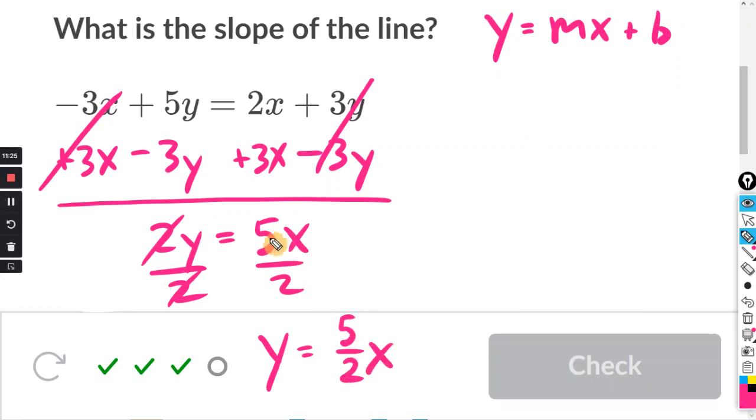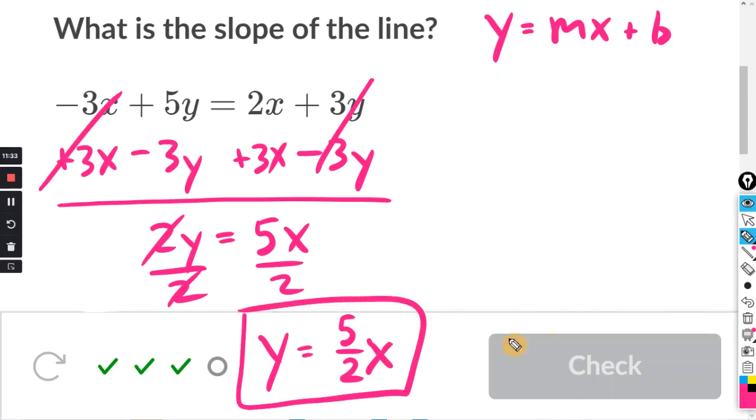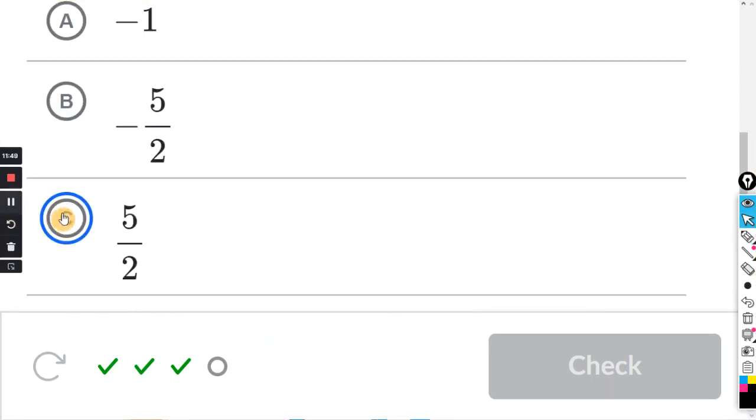Again, if the x is in the numerator or out front, that's the same thing. As long as you don't put it in the denominator, that's the same thing. And the number that is times x is our slope. So m equals 5 halves. That's your slope. Answer C.